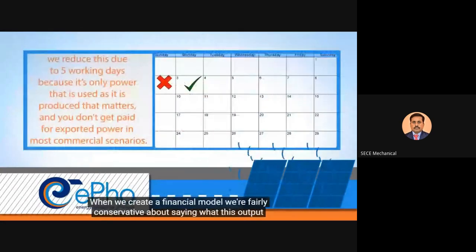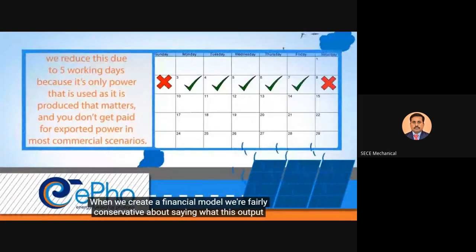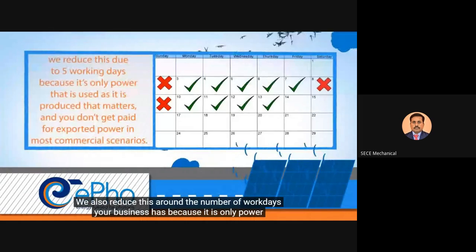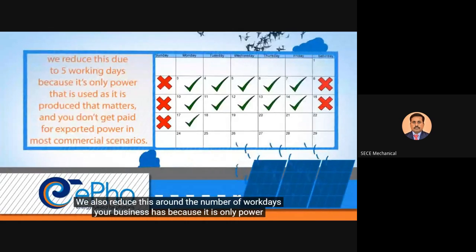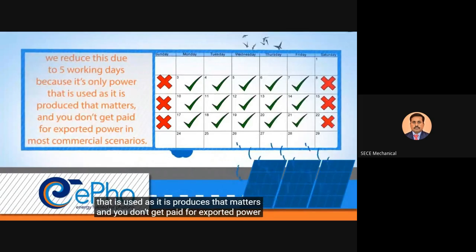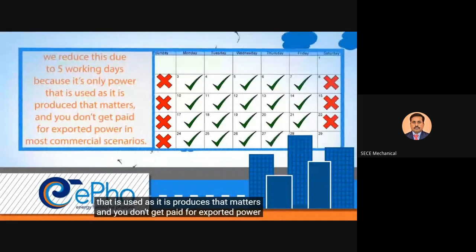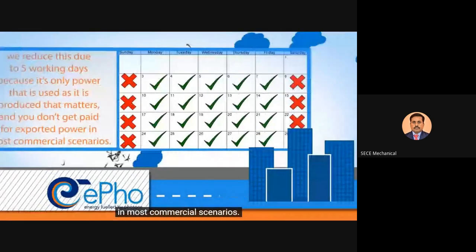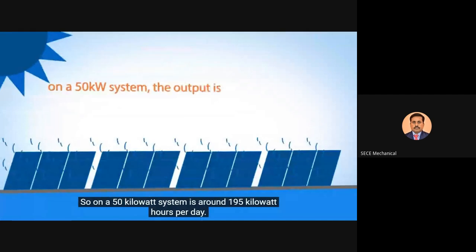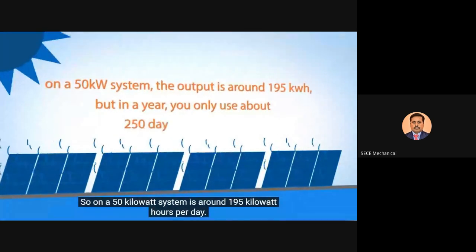When we create a financial model, we're fairly conservative about saying what this output is. We also reduce this around the number of work days that your business has, because it is only power that is used as it is produced that matters, and you don't get paid for exported power in most commercial scenarios. So on a 50 kilowatt system, the output is around 195 kilowatt hours a day.